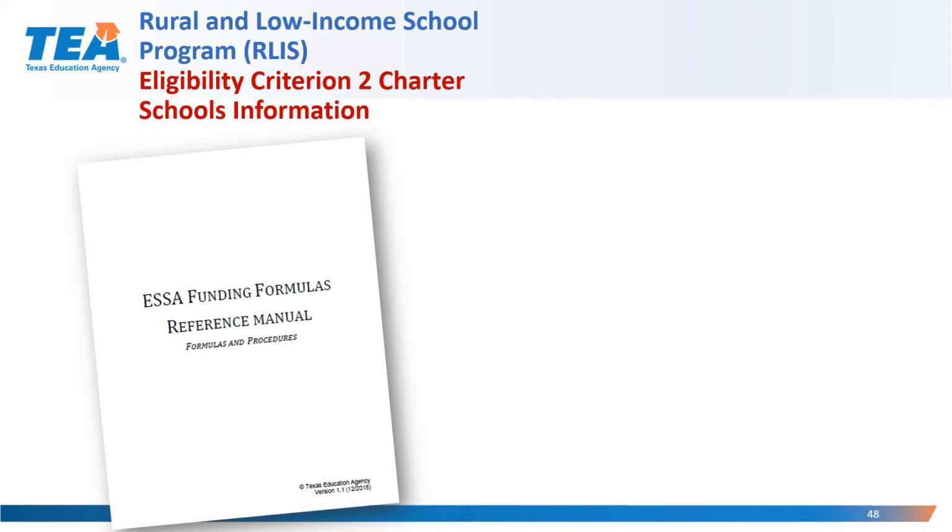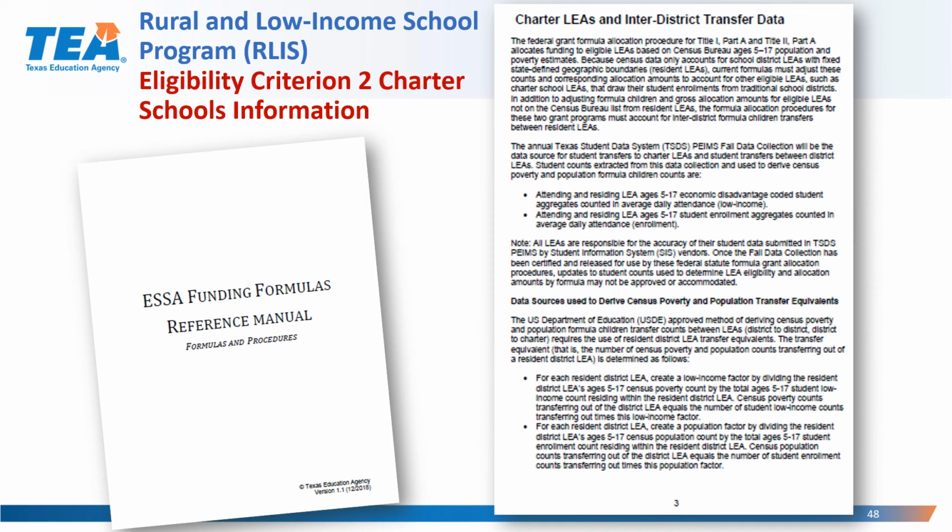Now we can take a look at the eligibility criterion 2, which has to do with charter school information. This information can be found on the ESSA funding formulas reference manual. The manual can provide us a formula for calculating which charter schools can be classified as low income. This formula involves residency district LEAs and receiving district LEAs.